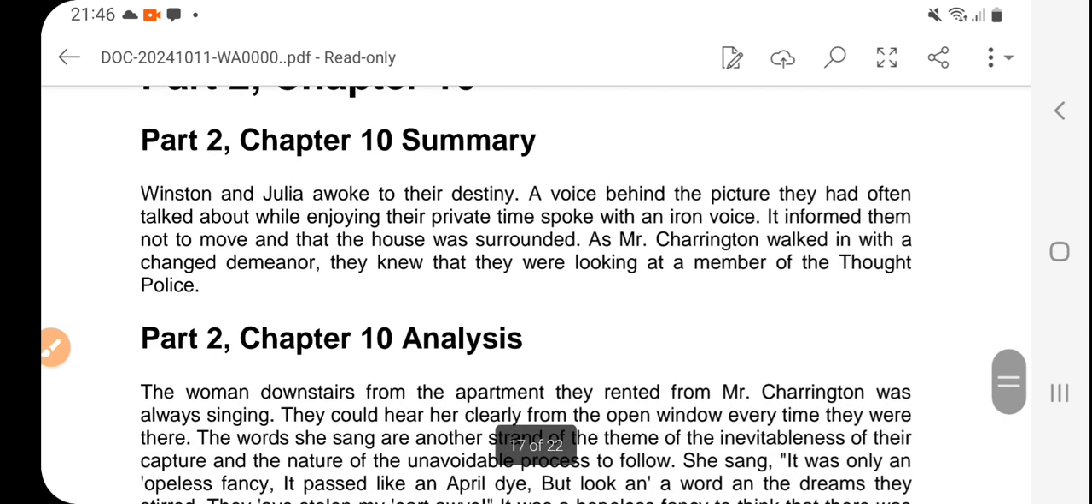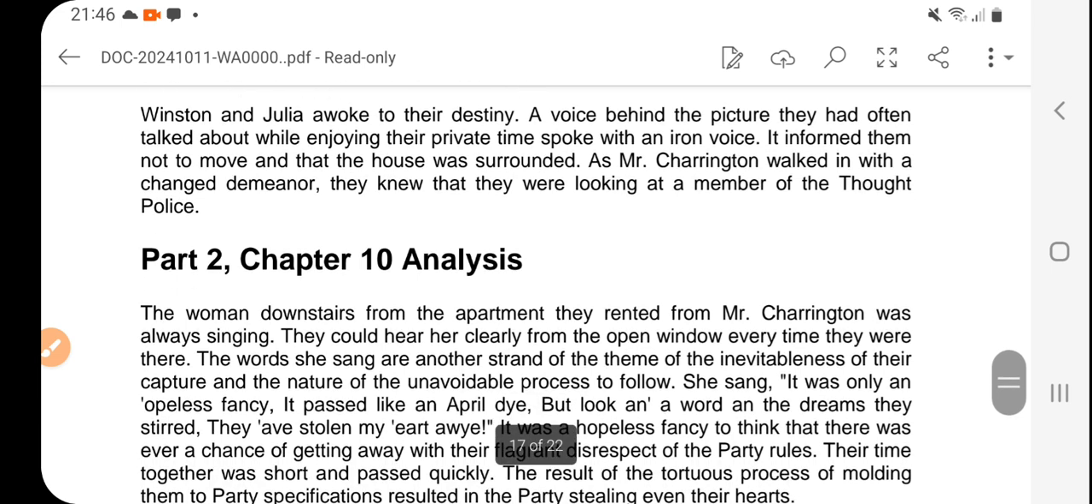Now, last chapter of part 2, Winston and Julia awoke to their destiny. A voice behind the picture they had often talked about while enjoying their private time spoke with an iron voice. It informed them not to move and that the house was surrounded. As Mr. Charrington walked in with a changed demeanor, they knew that they were looking at a member of the Thought Police.